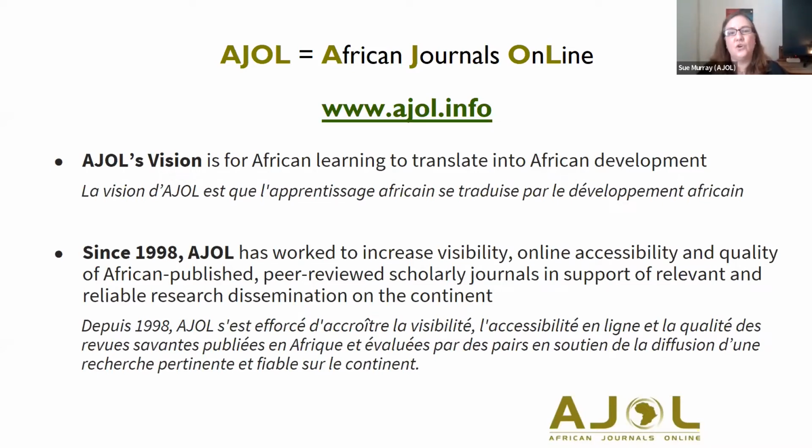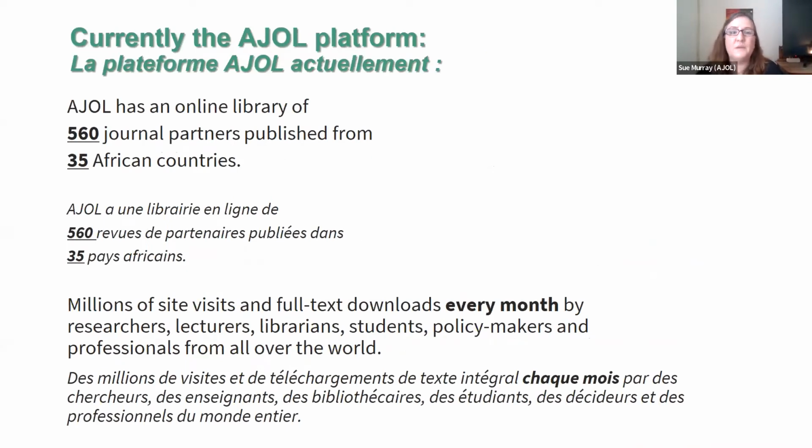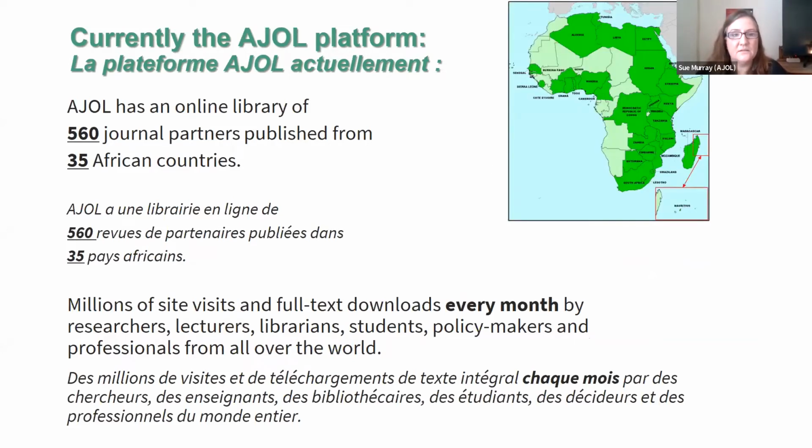AJOL uses amended Open Journal Systems software for the hosting of all of the journals that we partner with, in terms of helping them to increase their online accessibility, their online visibility, and in part the quality of the journals that we work in partnership with them individually to help improve. So at the moment, we have an online library of 560 journal partners published from 35 African countries. Of those partners, 293 are open access. So AJOL is not purely an open access journal hosting service and indexing service. We include all publishing models.